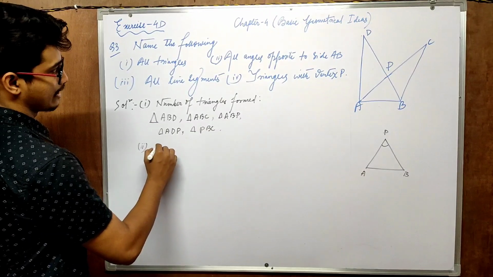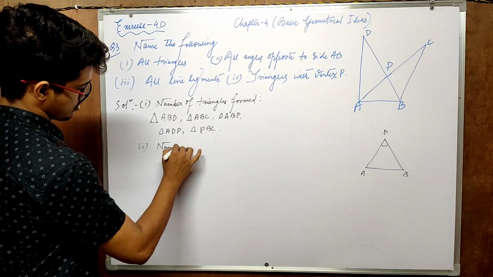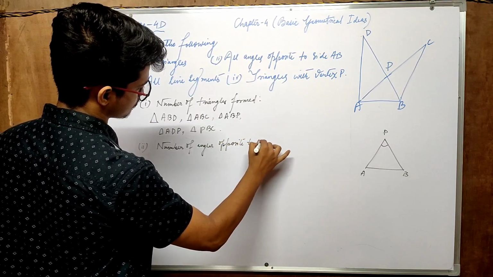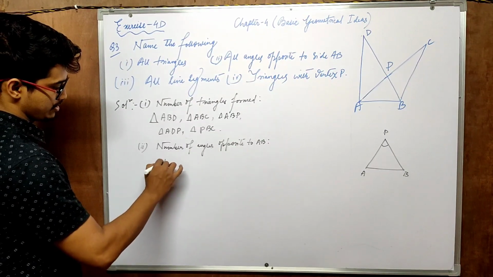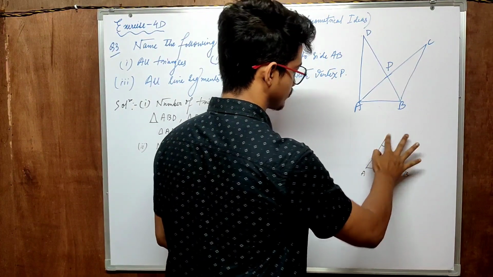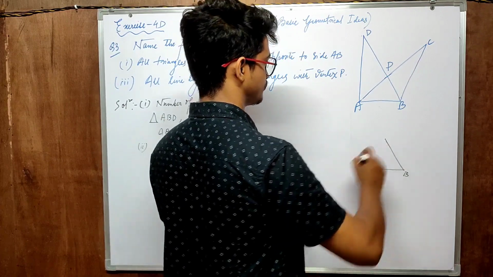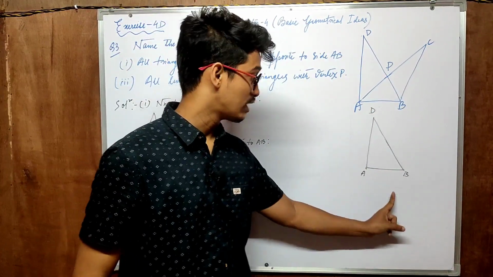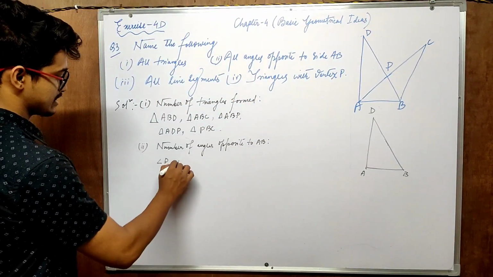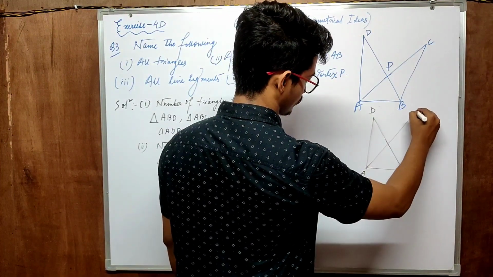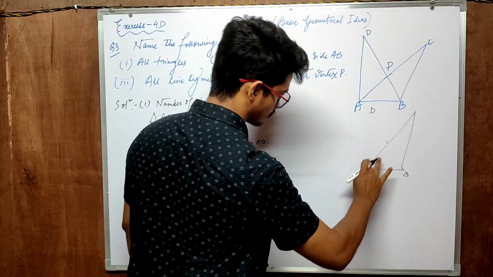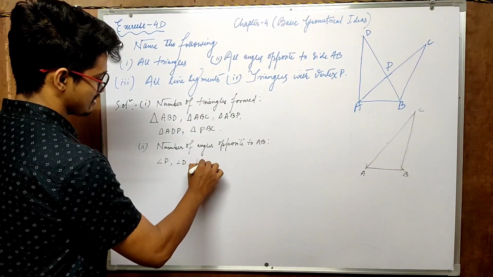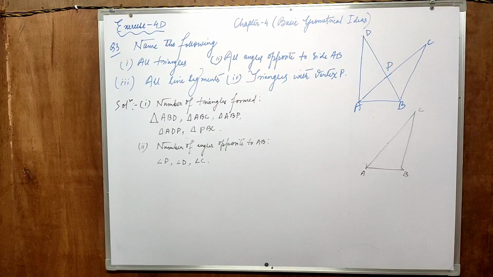So we can write the number of angles opposite to AB. Put a colon and write down angle P, comma. Now see, remove this part and join. In another triangle, D, here again AB is the base, and the opposite angle present is angle D. So angle D is another angle. Again, remove this part. So what is the angle forming? AB is here and angle C. It's simple. So in total I got angle P, angle D and angle C.